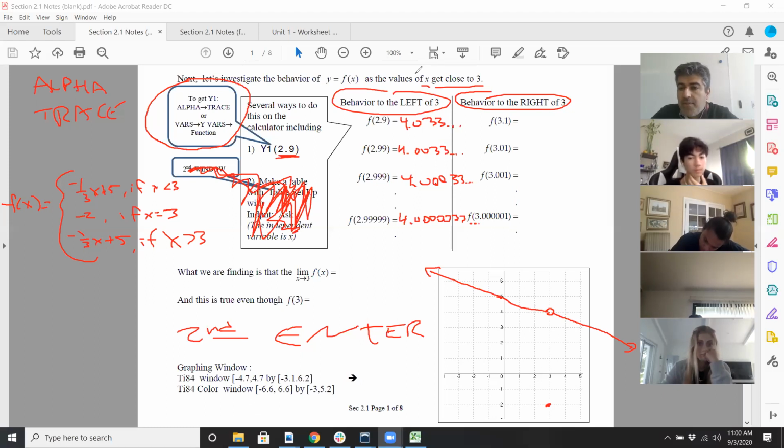Now let's do the other side. Let's do 3.1, 3.01, 3.001, 3.00001. So if I do 3.1, let me repeat it. Now we're going to be approaching from the right side. So we're getting closer to 3 from the right side.